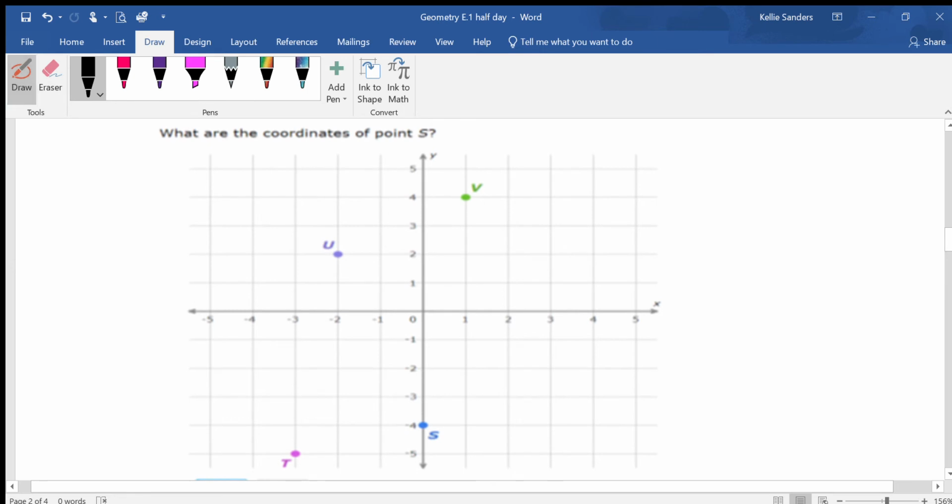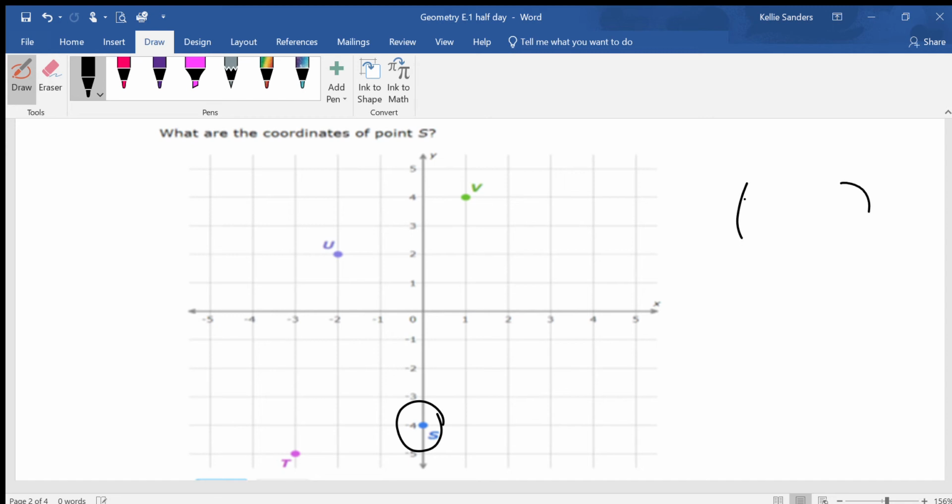What are the coordinates of point S? Now, on S, it's very common to get the numbers backwards because you just look at -4. But think about it. X is left or right. So if we start at 0, 0, do we go left or do we go right to get to -4? We don't go any. So that X is 0, and then we go down -4.